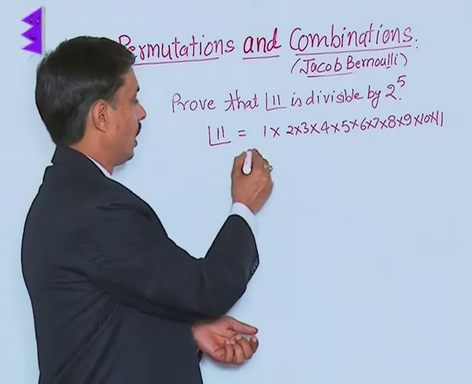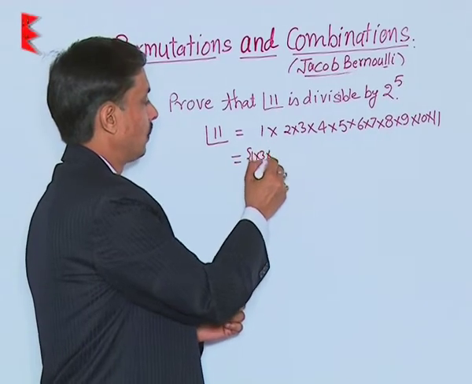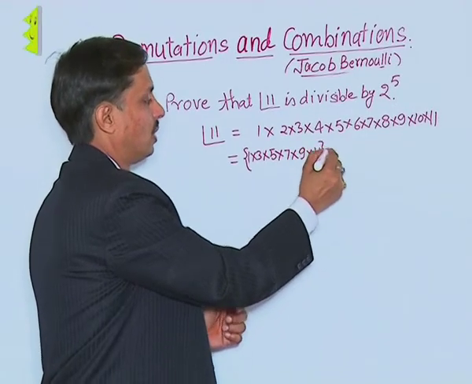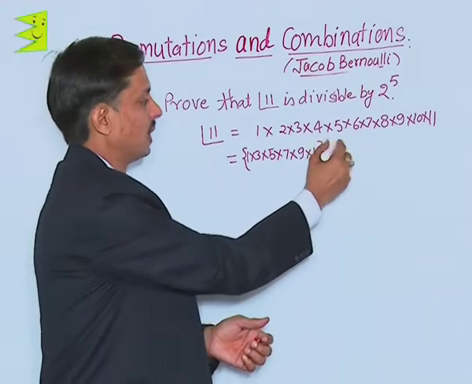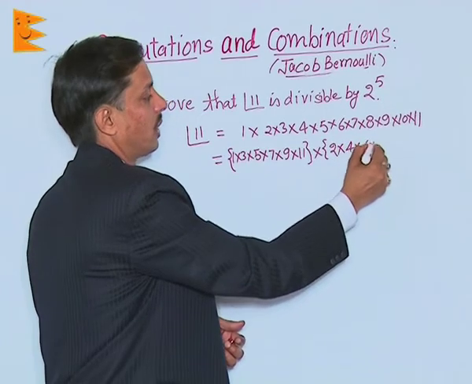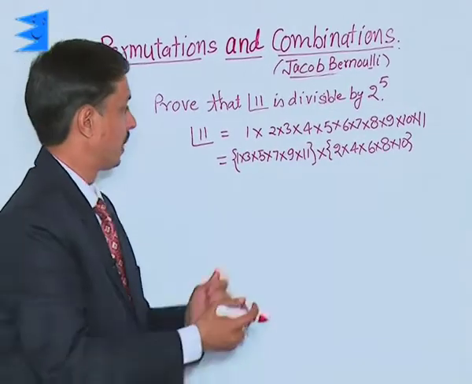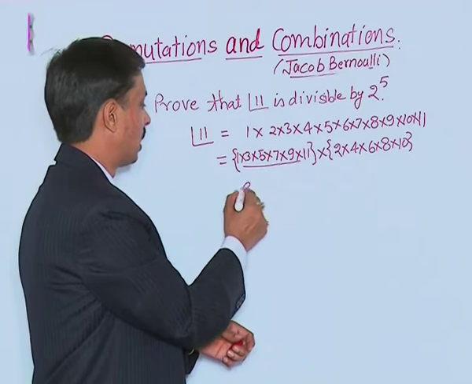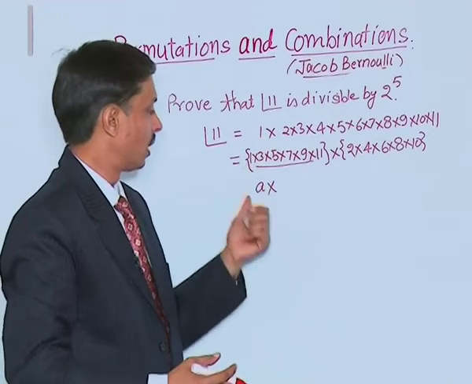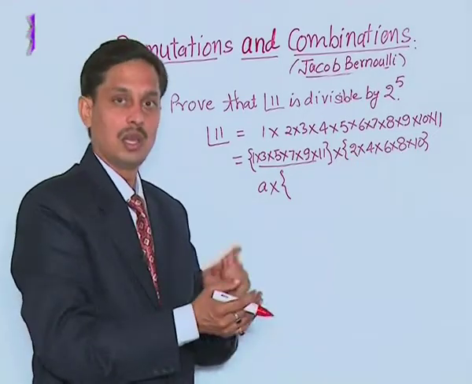This becomes, if I separate even and odd, 1 into 3 into 5 into 7 into 9 into 11. These are the odd numbers, and now the even numbers are 2 into 4 into 6 into 8 into 10. If I say the product of these odd numbers is symbolically given by the alphabet A, then what is left? The product of these even numbers.